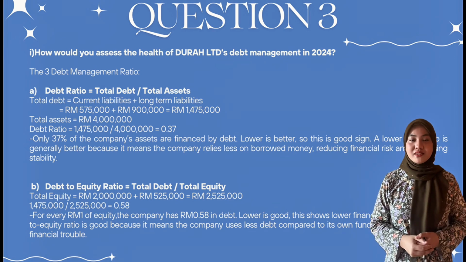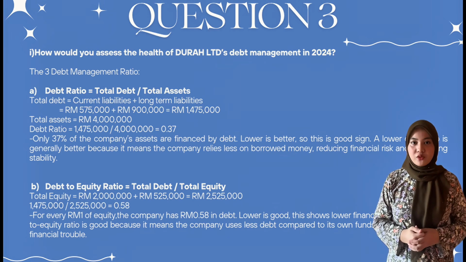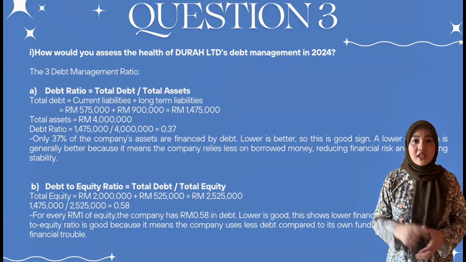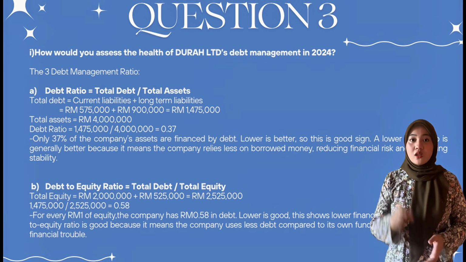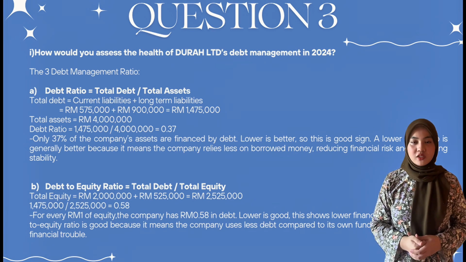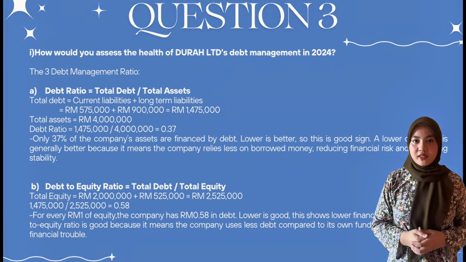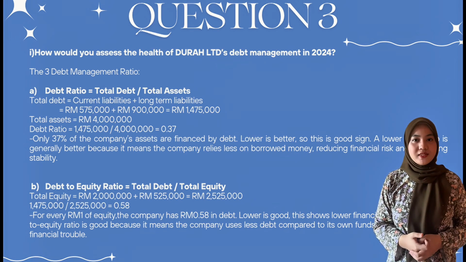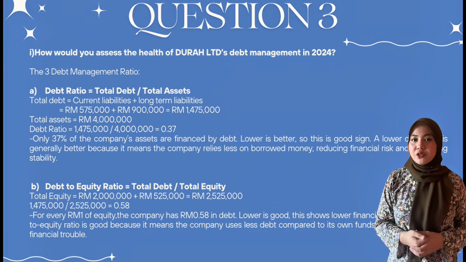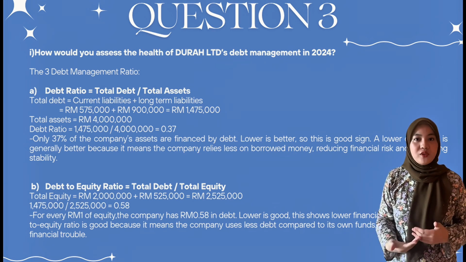So for question B, the formula is debt to equity ratio equals total debt over total equity. So the total equity will be 2,000,000 ringgit plus 525,000 ringgit equals 2,525,000 ringgit. 1,475,000 over 2,525,000 equals 0.58. So for the analysis, for every 1 ringgit of equity, the company has 58 cents in debt. Lower is good. This shows lower financial risk. A lower debt to equity ratio is good because it means the company used less debt compared to its own funds, reducing risk of financial trouble.